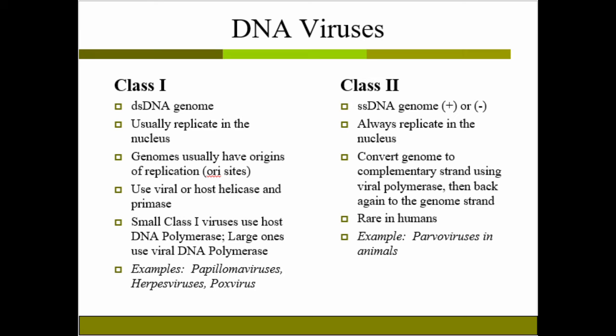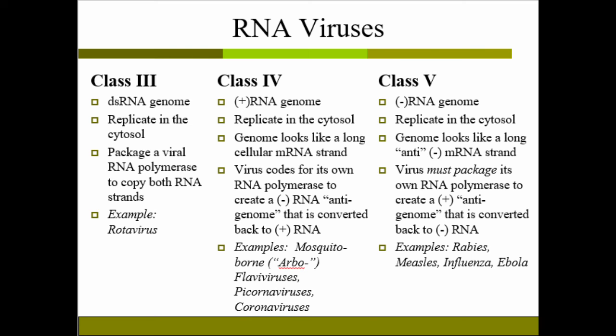Anyways, Class 2 viruses always replicate in the nucleus. They will convert their genome to complementary strand using viral polymerases, then back to the genome strand. They are also really rare in humans, usually infecting animals. Fun fact, parvoviruses are the only family of Class 2 viruses that can infect humans and are also the smallest viruses known.